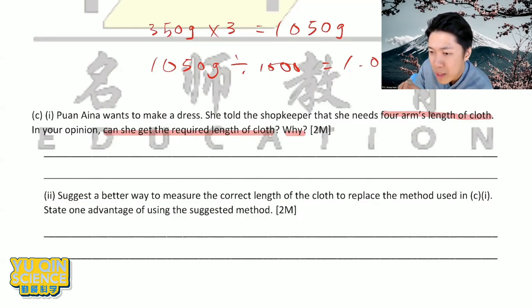Why no? Then I come back, Uncle, why did you give me 5 arm lengths, or why did you give me a different measurement? Because everyone has different arm length. Hello, Uncle's arm and my arm is different. Maybe Uncle's arm is longer. And this is not a standard way to measure, isn't it? Cool, y'all got your main points already. That's 2 marks, by the way.